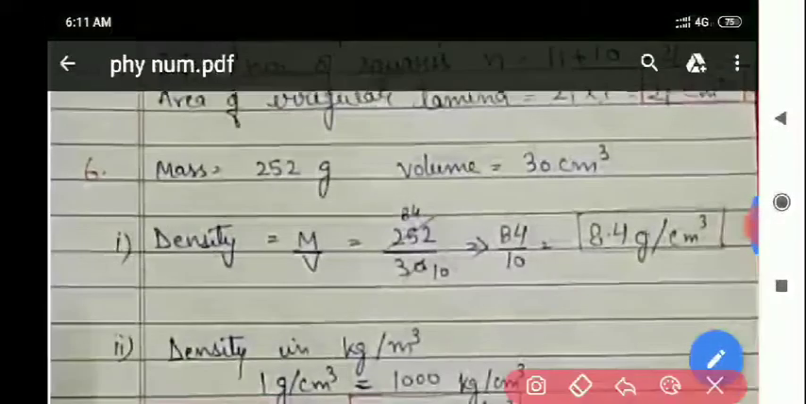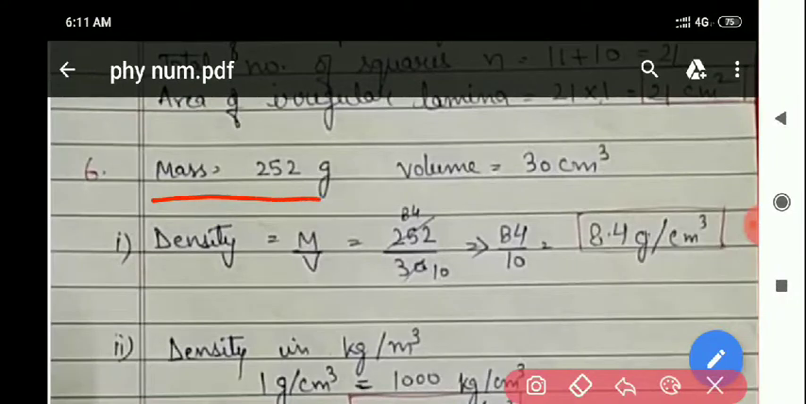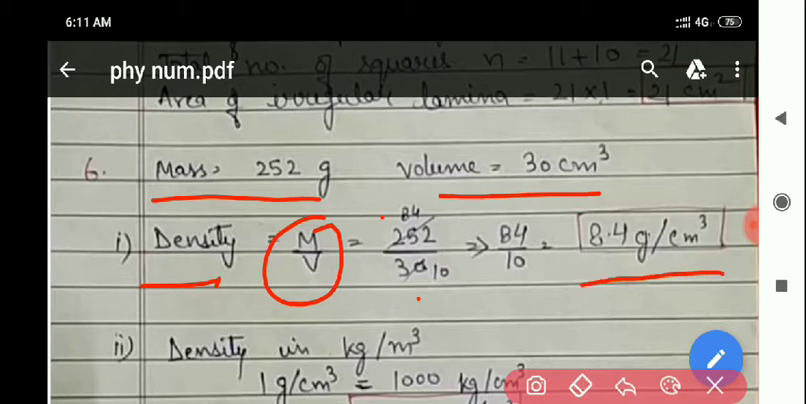See, mass is given 252 gram, volume is given 30 centimeter cube. So density is equals to mass upon volume. Mass is 252 gram, volume is 30 centimeter cube. So when we cancel out, we divide it by 3 and here also 3. We get 84 upon 10, that is equals to 8.4 gram per centimeter cube.